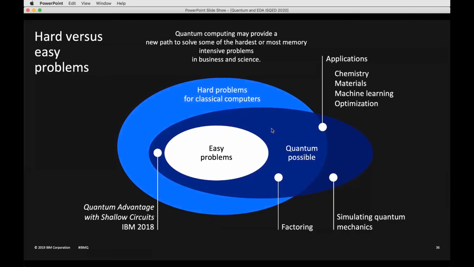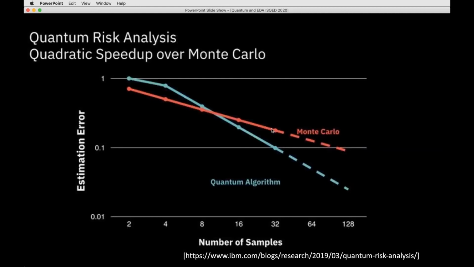One of them is Monte Carlo analysis. We do this all the time in circuit simulation. We do it in library characterization. And you can see a nice quadratic speedup in using a quantum algorithm for Monte Carlo simulation. And this is a paper from the IBM Zurich team, if you're interested in this, to show how to rewrite a Monte Carlo algorithm and turn it into a quantum version. Very, very approachable paper.